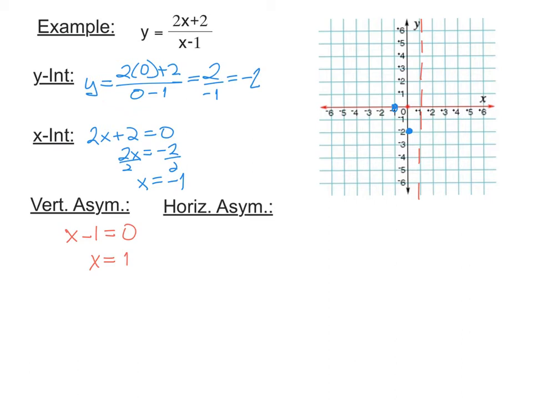In this case, the degree of the numerator is 1, because it's just 2x to the first. And the degree of the denominator is 1. It's x to the first. So we just take these two leading terms and simplify this fraction, 2x over x. So that means our horizontal asymptote will be y equals 2. I'm going to draw that horizontal line in as well.